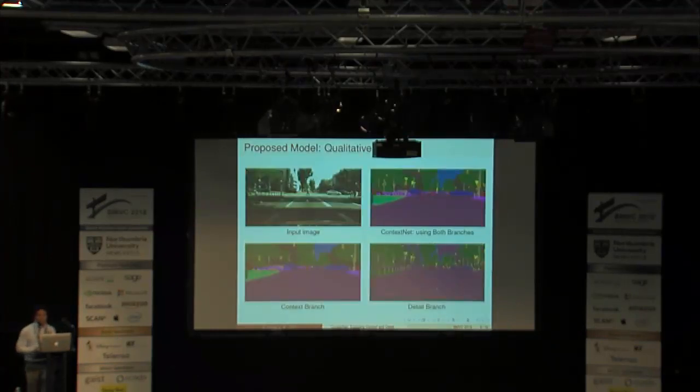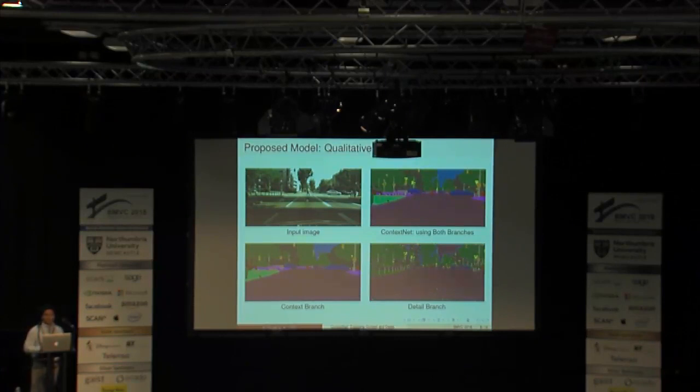Here you can see in the context branch, the person is correctly classified, but if you see the leg, the boundary is not nice. But in the detail branch, the leg is nice, but the body part is missing. Together, you get a nice person. Similarly, for the sky, because you need to see the larger part, the context branch is doing good, but the detail branch is not doing good. But interestingly, it is capturing the boundary much more accurately than the context branch. Together, we got a better cloud.